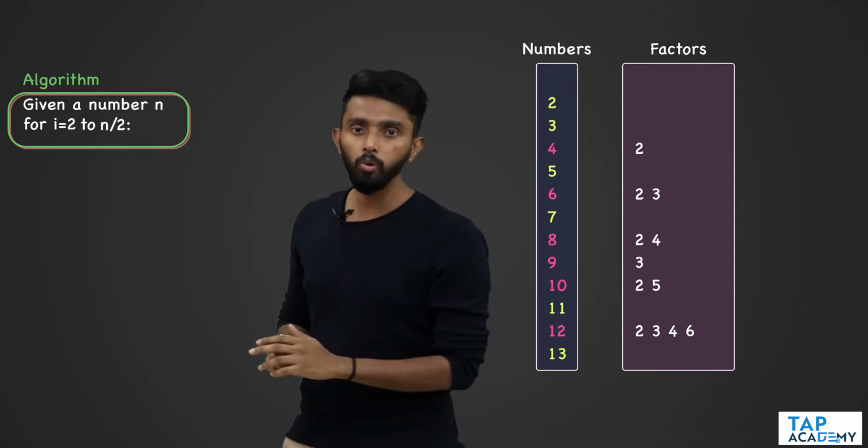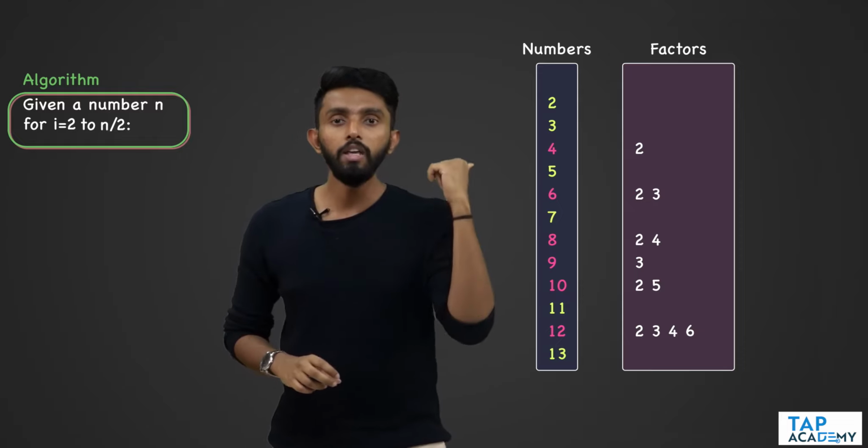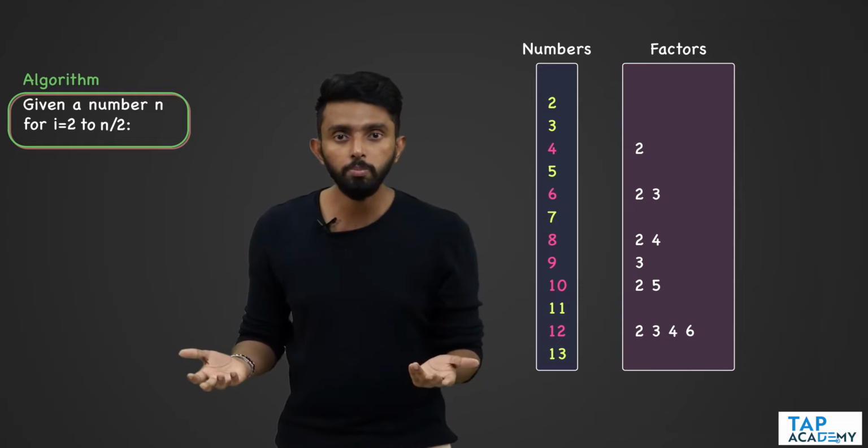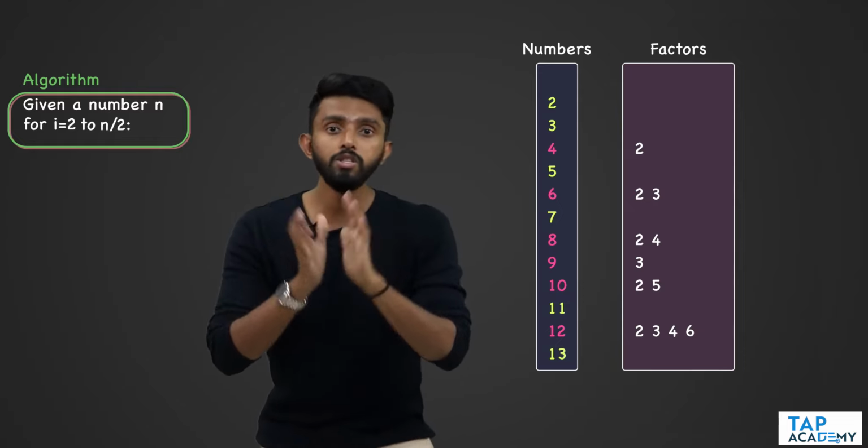Now inside this, what will I do? According to my logic, if there are no factors, it is prime. If there is a factor, it is composite.